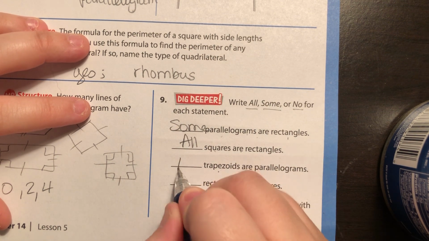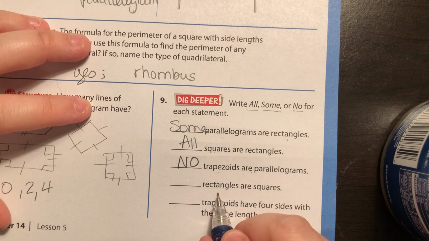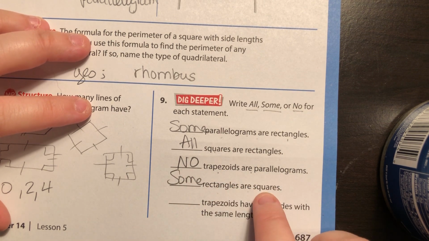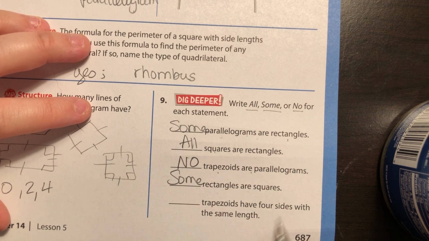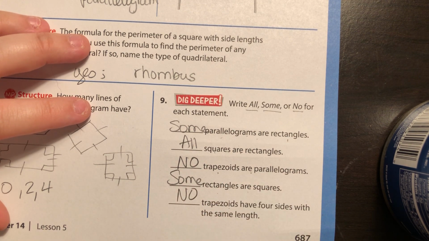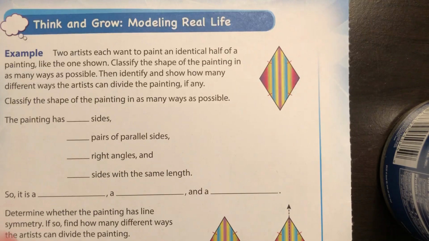Trapezoids are parallelograms. No, because trapezoids only have 1 pair of parallel sides and parallelograms have 2 pairs of parallel sides. Rectangles are squares. Some, but it's not going to be a square if 2 sides are longer, so only some of those work. And then trapezoids have 4 sides with the same length. No, that's not what makes a trapezoid, okay? So keep this in mind. Also keep it in mind for when you're doing the homework.